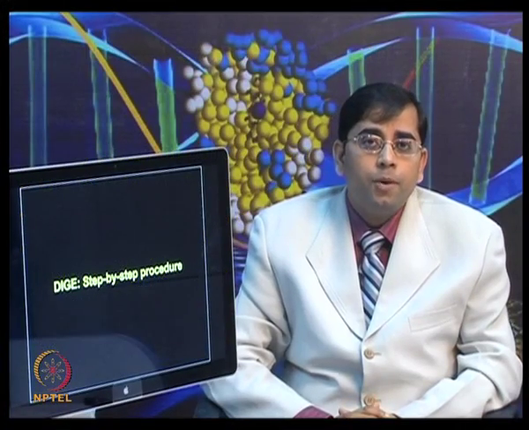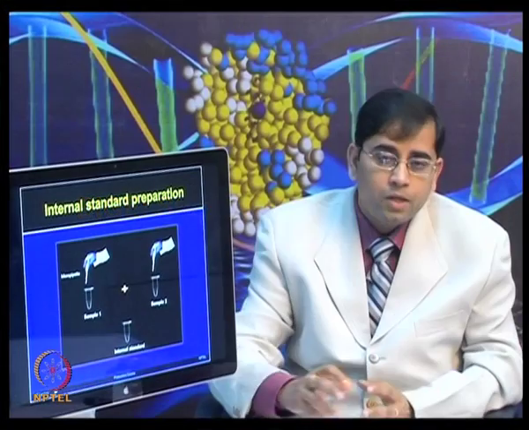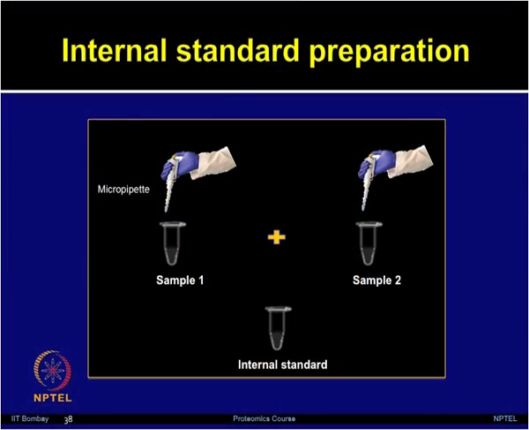So, now we have talked about the DIGE principle, how to label the samples with different psi dyes, why there is a need for making the internal standard, and how to label the internal standard with the psi 2 dyes. So, let us go to the step by step procedure of the DIGE method. So, the very first thing is you have extracted your protein samples and you need to make the internal standards.